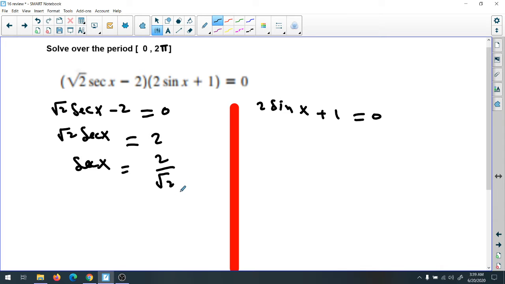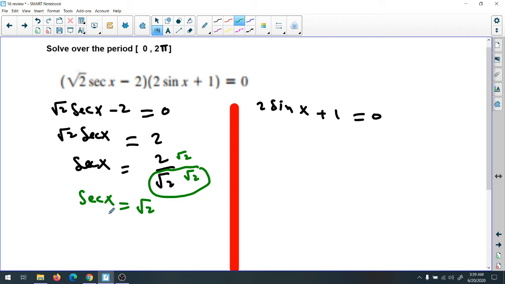If you want to cancel the radical in the bottom, multiply by square root of 2 over square root of 2. Square root of 2 times square root of 2 is 2. The 2s cancel, and what's left is square root of 2. So secant x equals square root of 2.